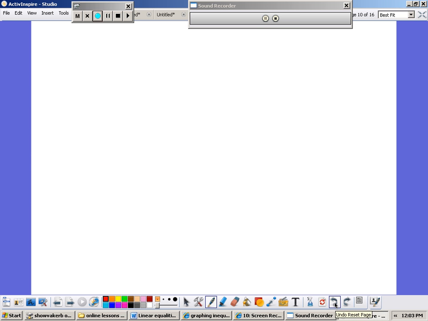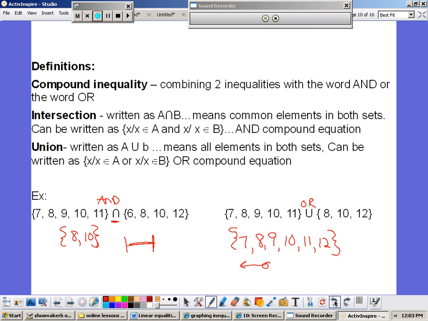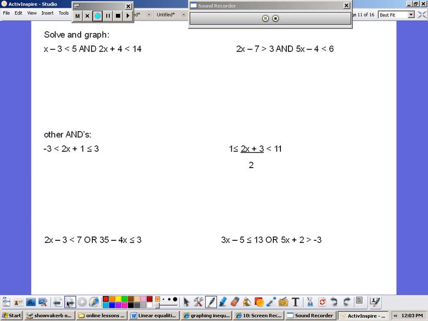Okay, next page. Okay, so I'm going to do some ands and ors. The first one up here, it does not say and, but it is an and because it's in between. So, with the ands, you just solve them as normal.